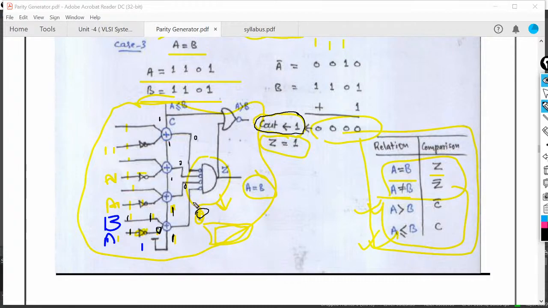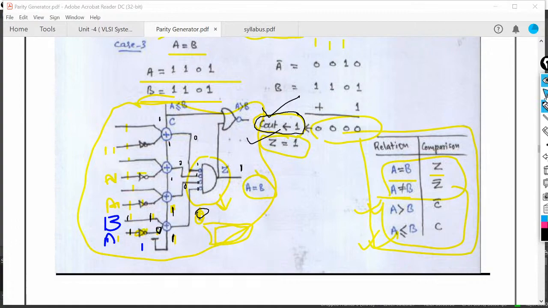Now when the output sums equal to 0, we will provide them to this AND gate. Because of this bubble, all these 0s will be converted into 1 1 1 1. So when these 4 bits are 1, we will get output as 1. It means that when C out equals 1 and Z equals 1, this condition only occurs when A equals B. Okay, so the gate level structure for this type of design is shown here.